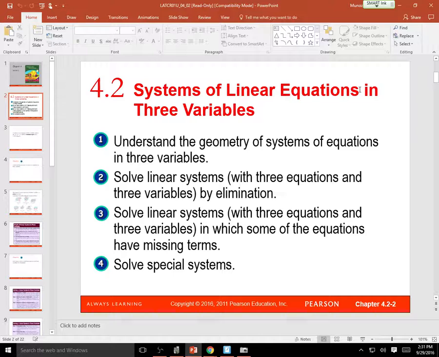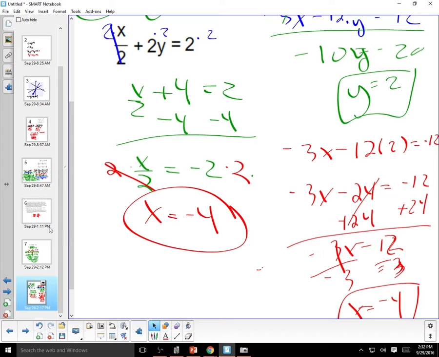So, here's what we're doing. First, you need to understand the geometry of how these work. Then we'll talk about solving by elimination, how to solve them when they're missing something, and then we'll talk about some special systems, okay? Now, for starters, let me try to make this a little clearer.